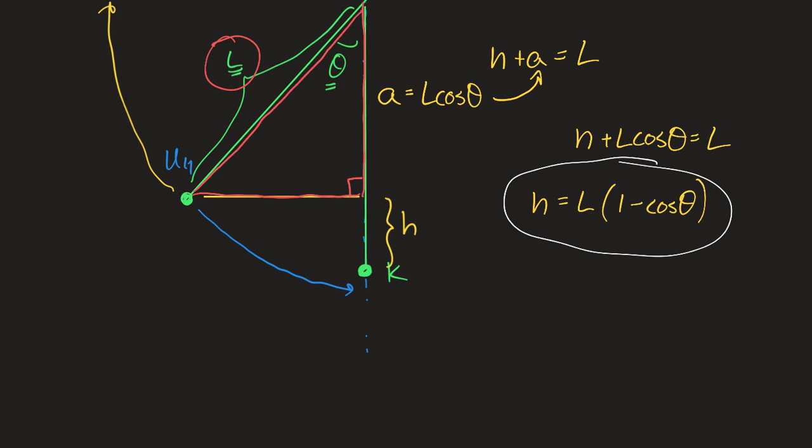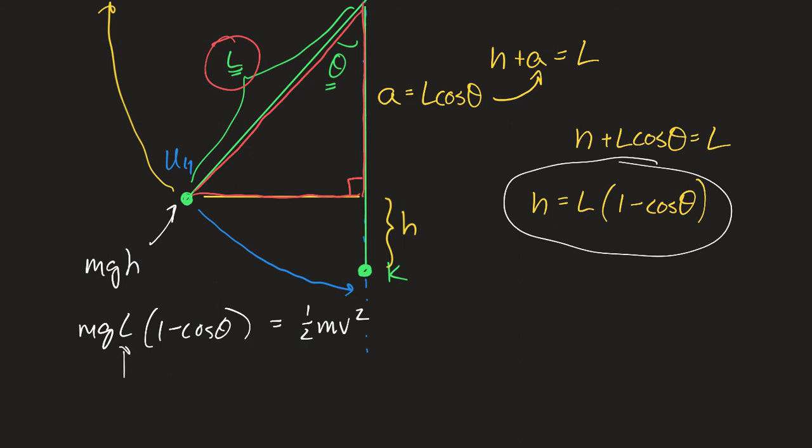On the other hand, do you guys see this problem now? Do you see that we've got MGH here, which could be MGL times 1 minus cosine theta? See that over here then we could have 1/2 mv squared? Are we together on this? Well, I can show velocity in terms of the angle, can't I? In fact, if L is bigger, velocities.